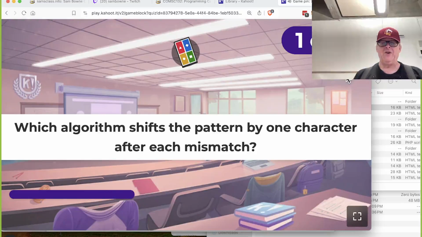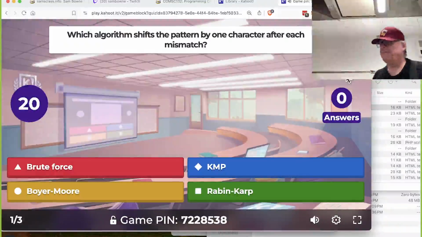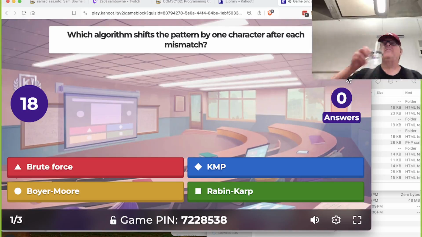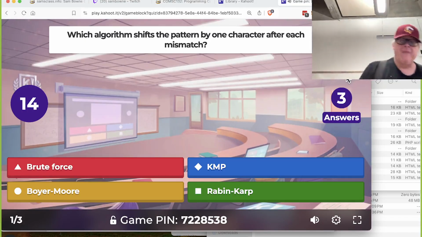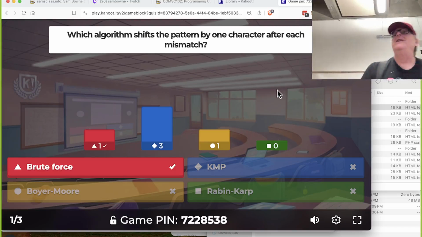All right, so which one shifts the pattern by one character after every mismatch? Yep, that's brute force. Not a popular answer, but that's the one. You can always do better than that. Moving the pattern over by one character every time is the stupidest possible algorithm. And that's brute force, where you do a whole lot of unnecessary work.